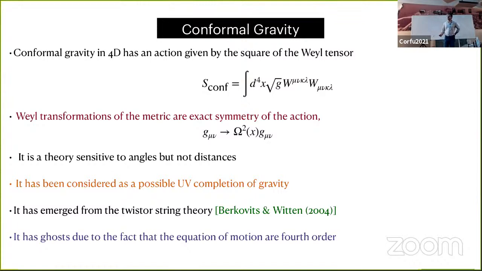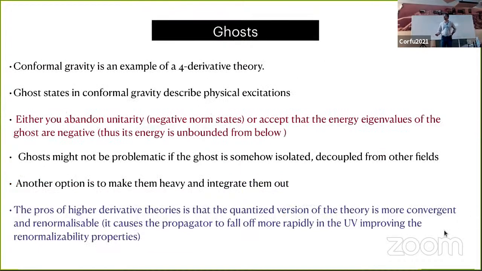It's interesting, and this theory has been considered as a possible UV completion of gravity. It has also emerged from twistor string theory, according to a result from Berkovits and Witten. The main disadvantage of this theory is that it has ghosts, due to the fact that the equations of motion are of 4th order. Since gravity is an example of a derivative theory, the ghosts of this modified theory of gravity are considered to be physical excitations.